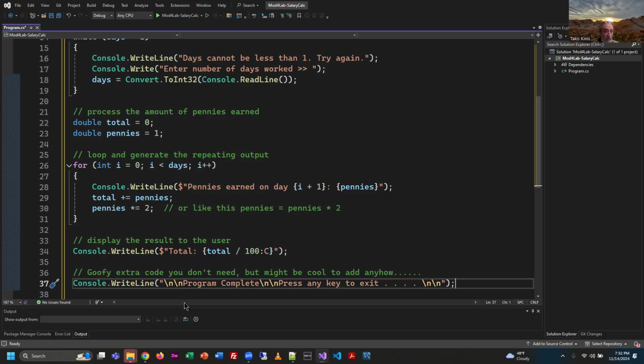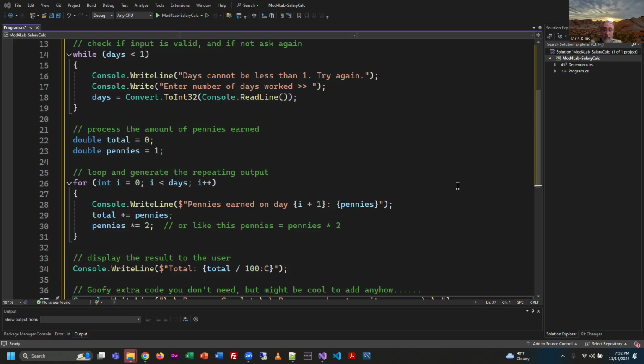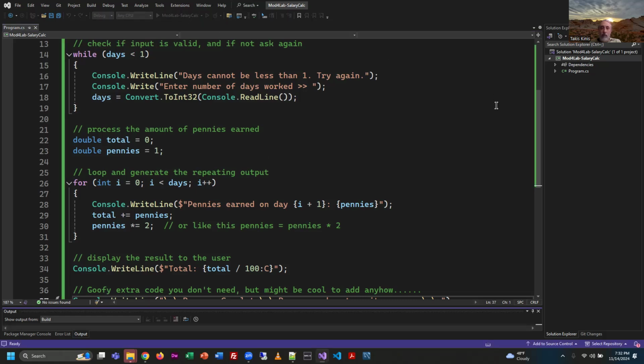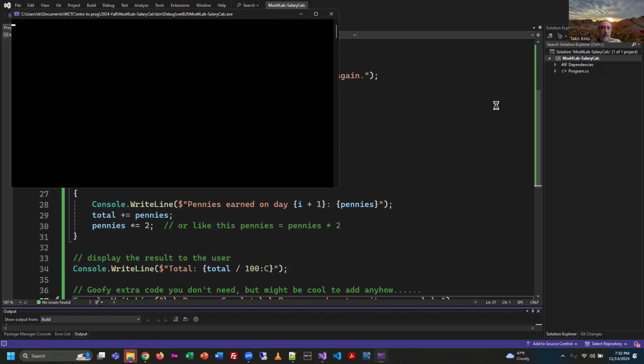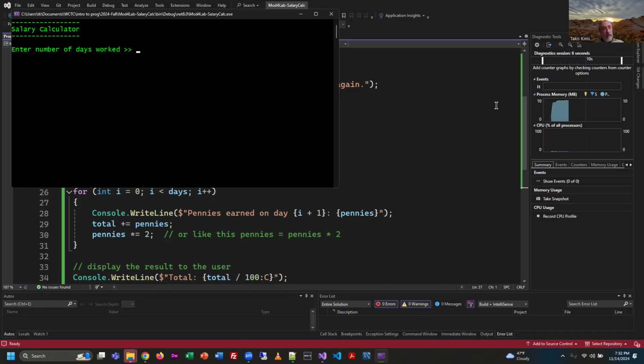All right, let's try to run this and see what happens now. I'm not getting any underlines, not green ones, not red ones, so my code must be okay. So here comes the run. All right. Pretty fancy header, don't you think? Yeah. Enter the number of days worked.